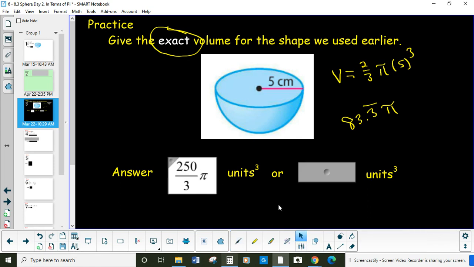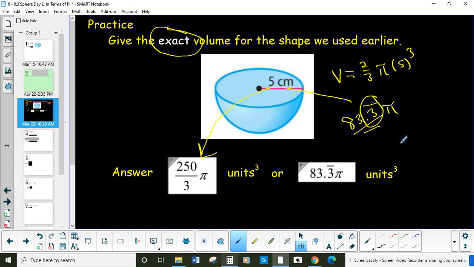One answer could have been 253 and a third, or 83.3 repeating. And of course, if you had to convert this to either a mixed number or a fraction, you could write this part as a fraction and then convert by multiplying and adding. That's how we get the 250, right? Okay, so let's move on now.